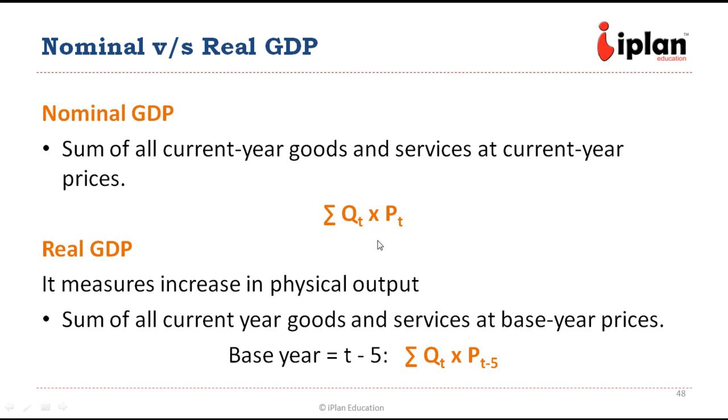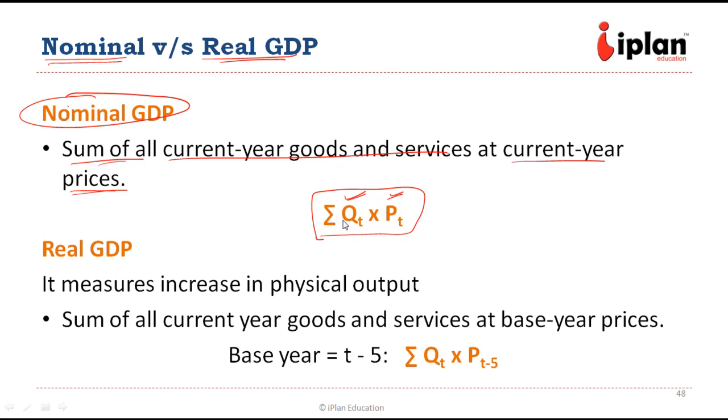We are comparing nominal and real GDP. So what is nominal GDP? This is the sum of all current year goods and services at current year prices. So we have all the quantities for the current year and the prices which are prevailing in the market. And if we add everything up, we get the GDP, which is nominal GDP. So this is at today's prices.